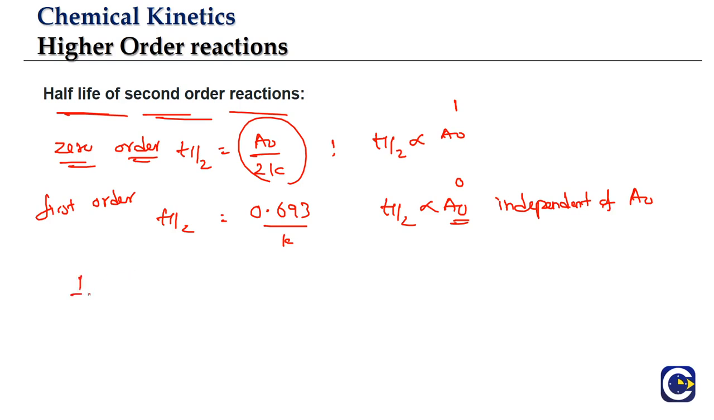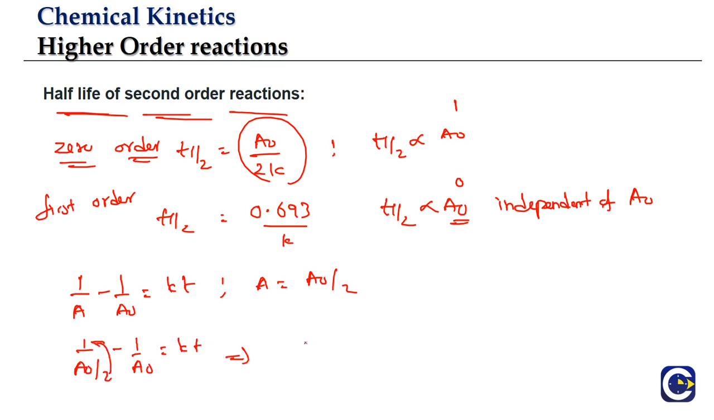So the second order rate expression is 1 by A minus 1 by A naught is equal to K into T. So half-life means the value of A will be A naught by 2. So put it here, what we have is 1 by A naught by 2 minus 1 by A naught is equal to KT. This means the 2 will go to the numerator.